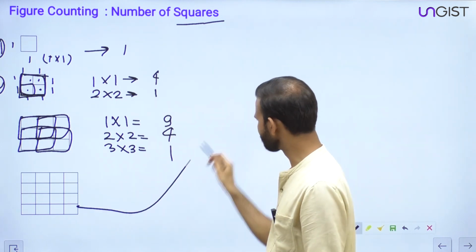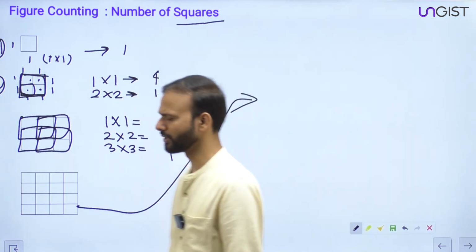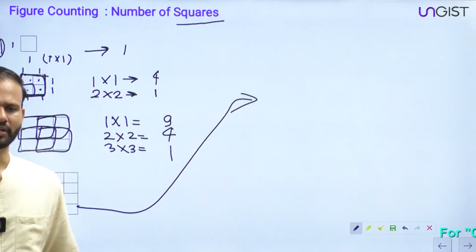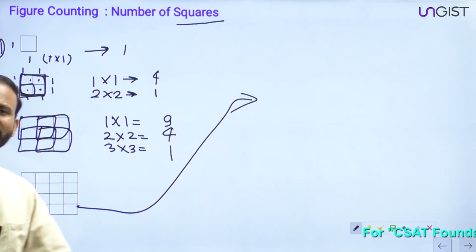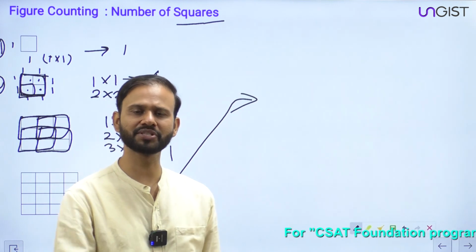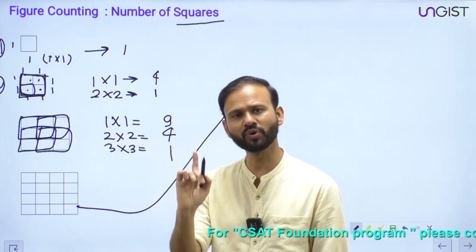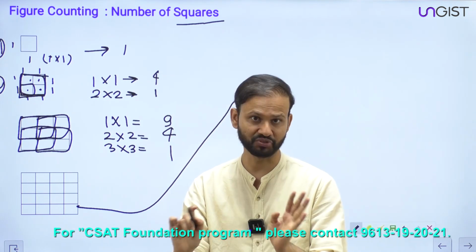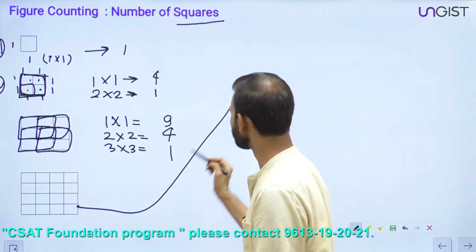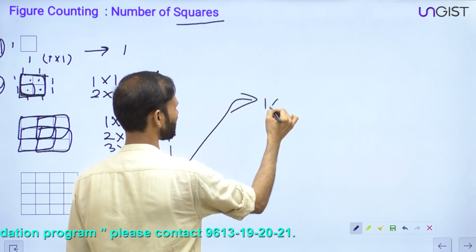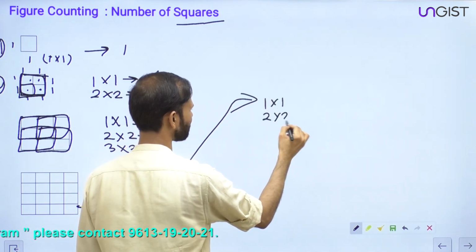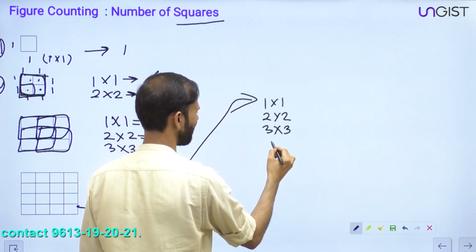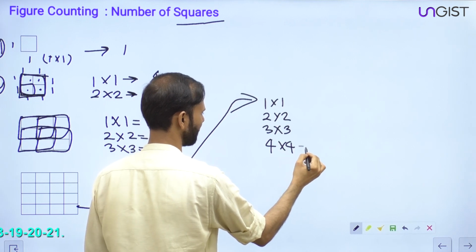Now just talk about this figure, right? Let me write it here. Fine. Now just talk about this figure. How many dimensions do you have here? Please tell me the dimensions. You have 4 dimensions: 1 by 1, 2 by 2, 3 by 3, and 4 by 4. Yes or no? Everybody clear?